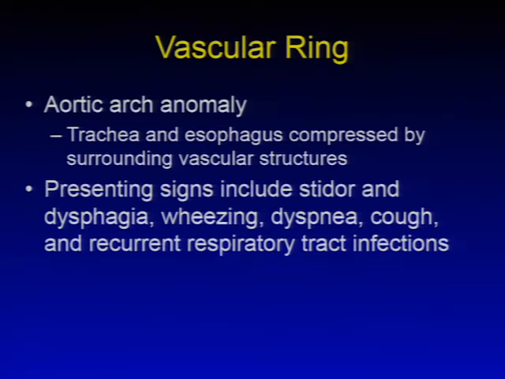A vascular ring is an aortic arch anomaly, and typically the trachea and the esophagus are compressed by the surrounding vascular structures. This typically presents with signs of stridor and dysphagia, as well as wheezing, dyspnea, cough, and recurrent respiratory tract infections. The vast majority of how this occurs is that there's a double aortic arch with right arch dominance, and the right arch has mirror imaging branching, and this arch, as well as an aberrant left subclavian artery, can enclose the trachea and esophageal structures and ultimately compress them.